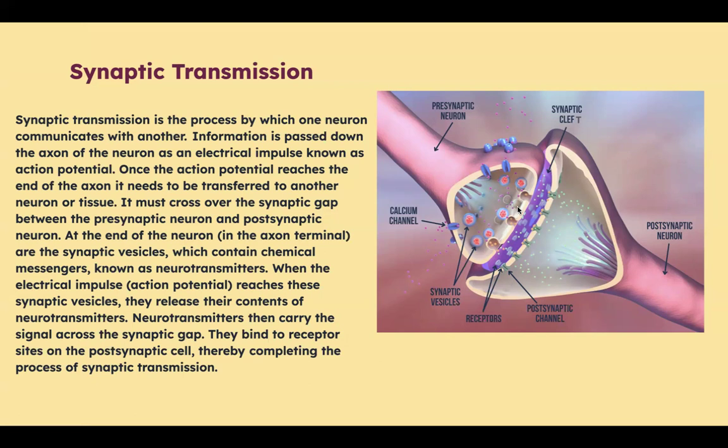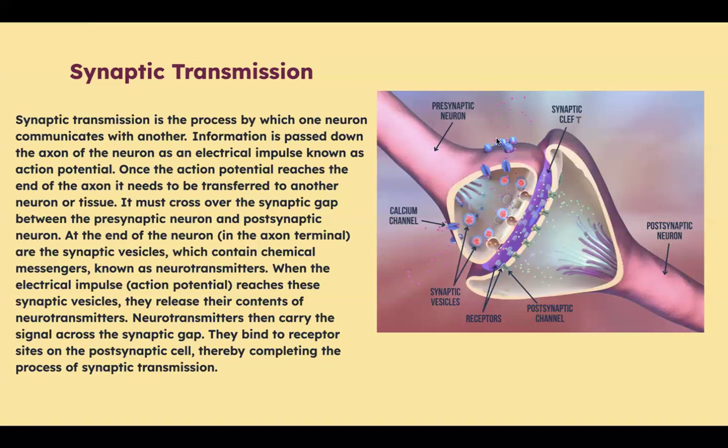The neurons are not actually connected, but are separated by a microscopically small space called the synaptic cleft. The cleft is less than 40 nanometers wide. The neuron where the signal is initiated is called the presynaptic neuron, while the neuron that receives the signal is called the postsynaptic neuron.